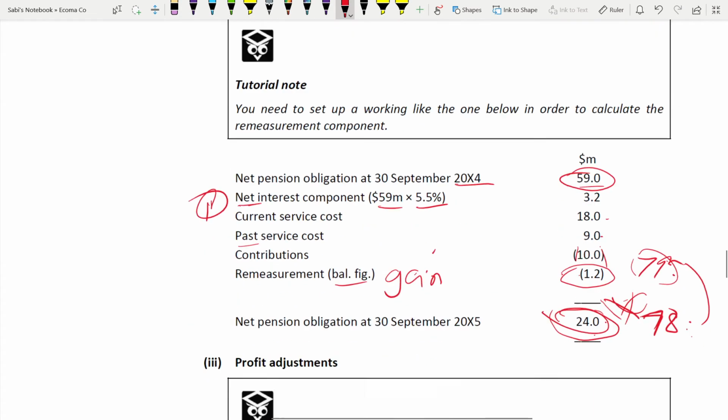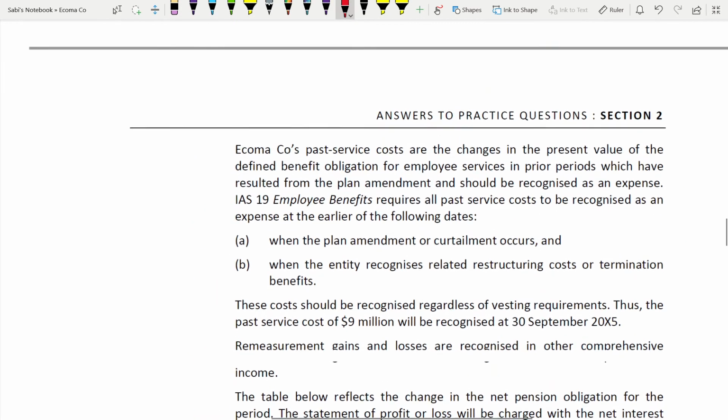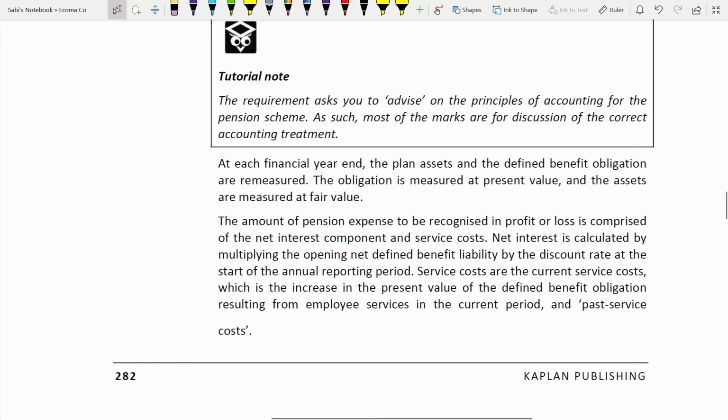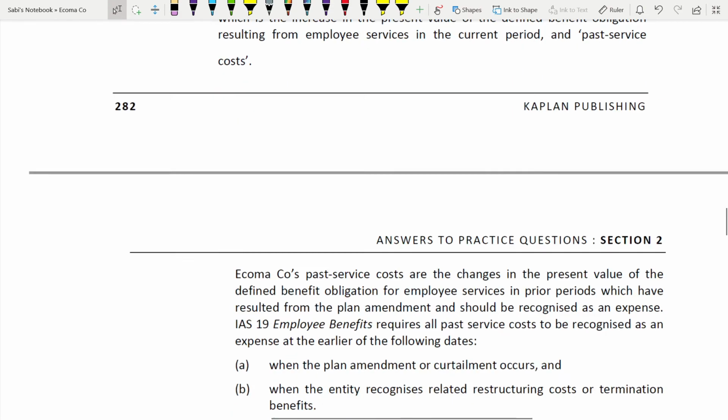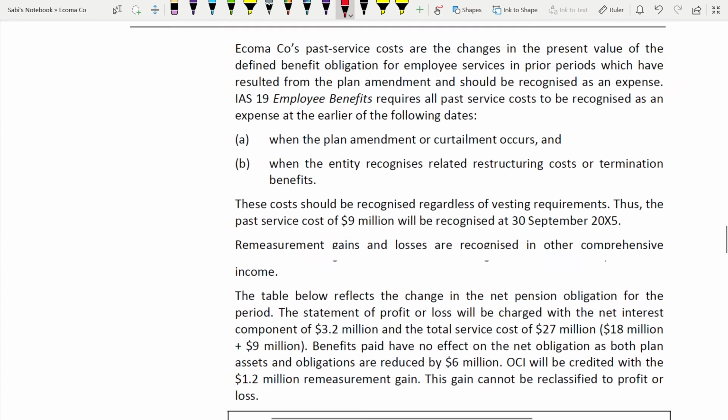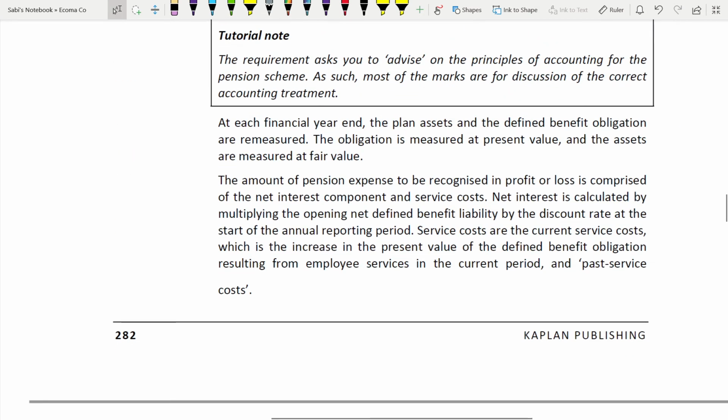Now, I will go back up to the explanation. Pension scheme. Straight away, how do you start? You can start in this order, the way you have calculated: net interest, current service, past service, contribution, remeasurement, all those things. So at each financial year end, plan asset and defined benefit obligation, both asset and liability, are remeasured. Every year you remeasure it.